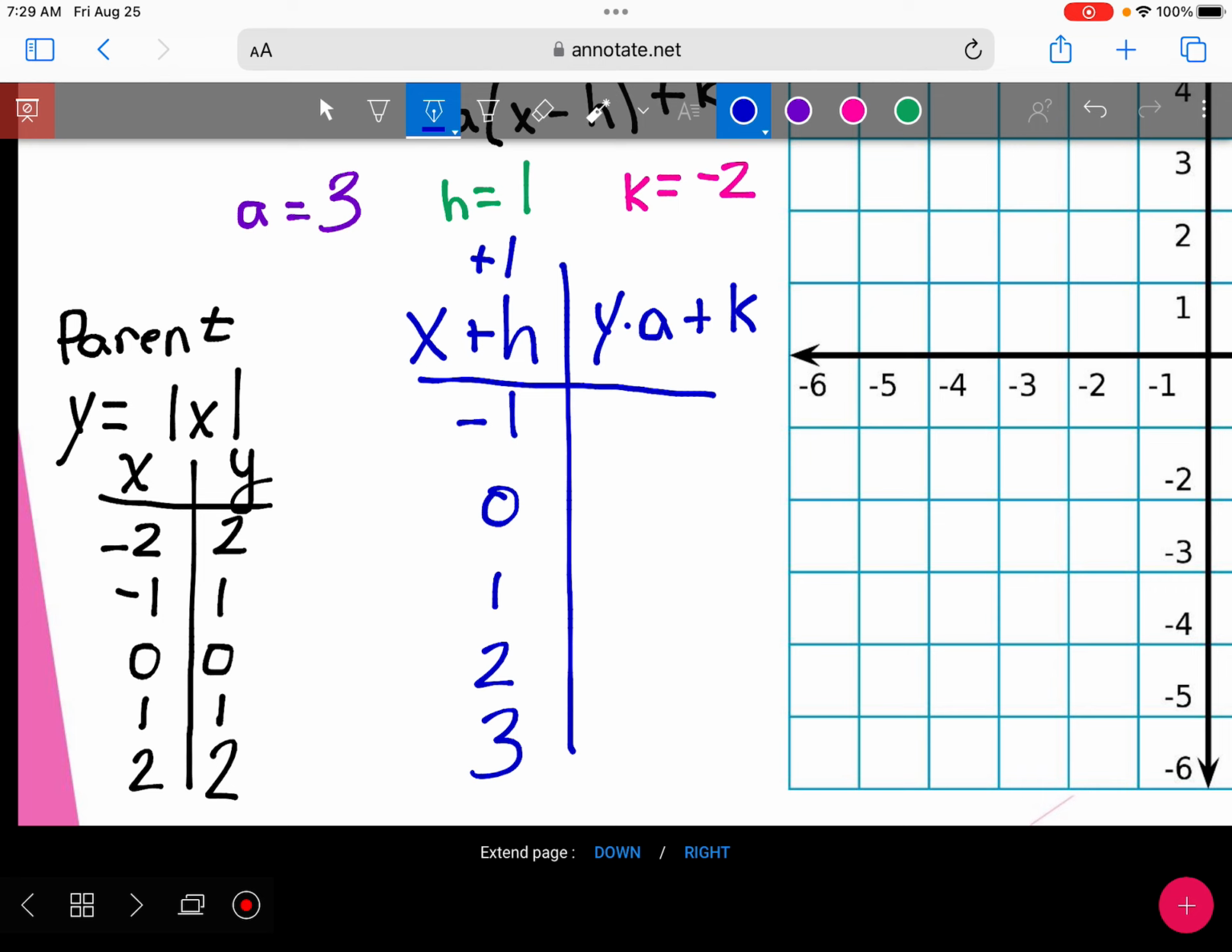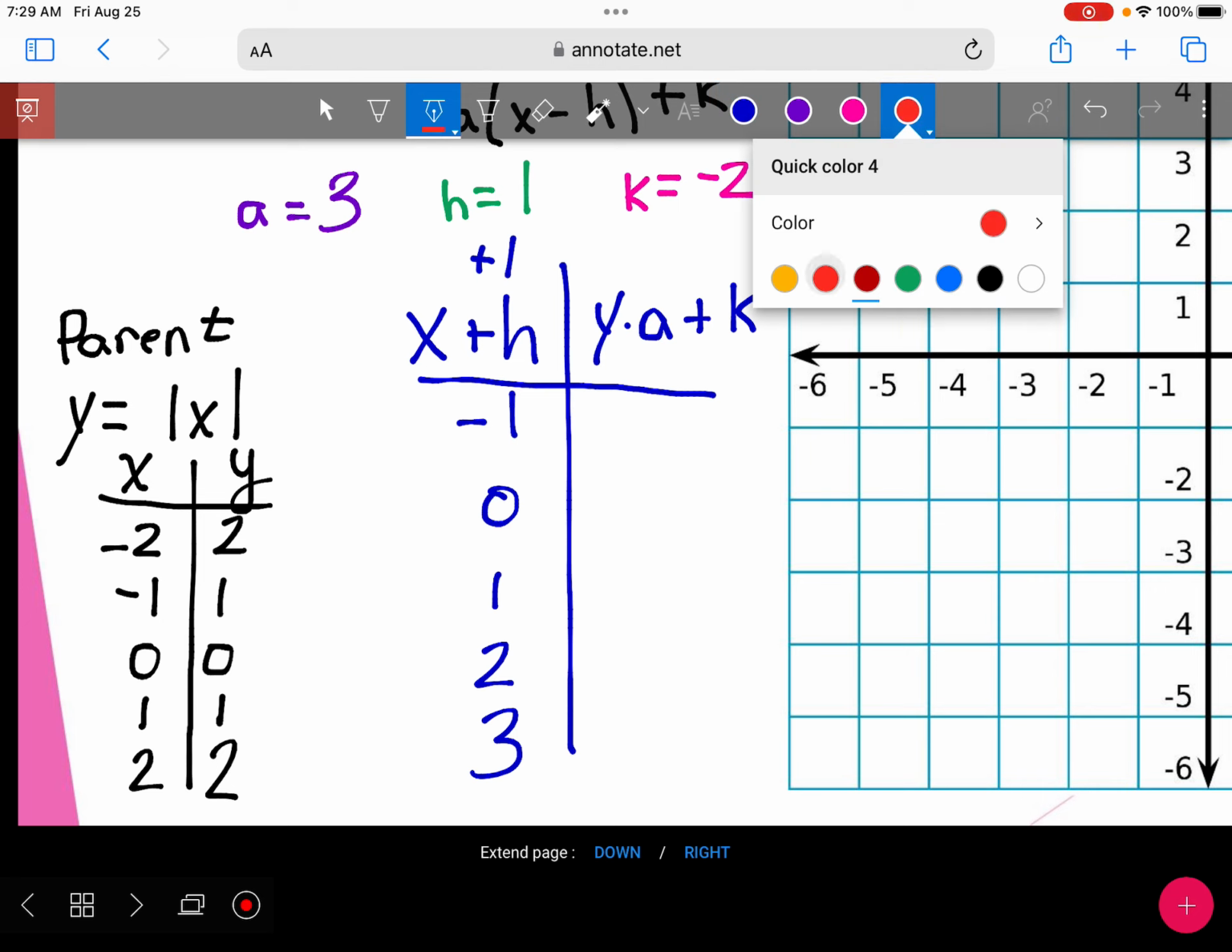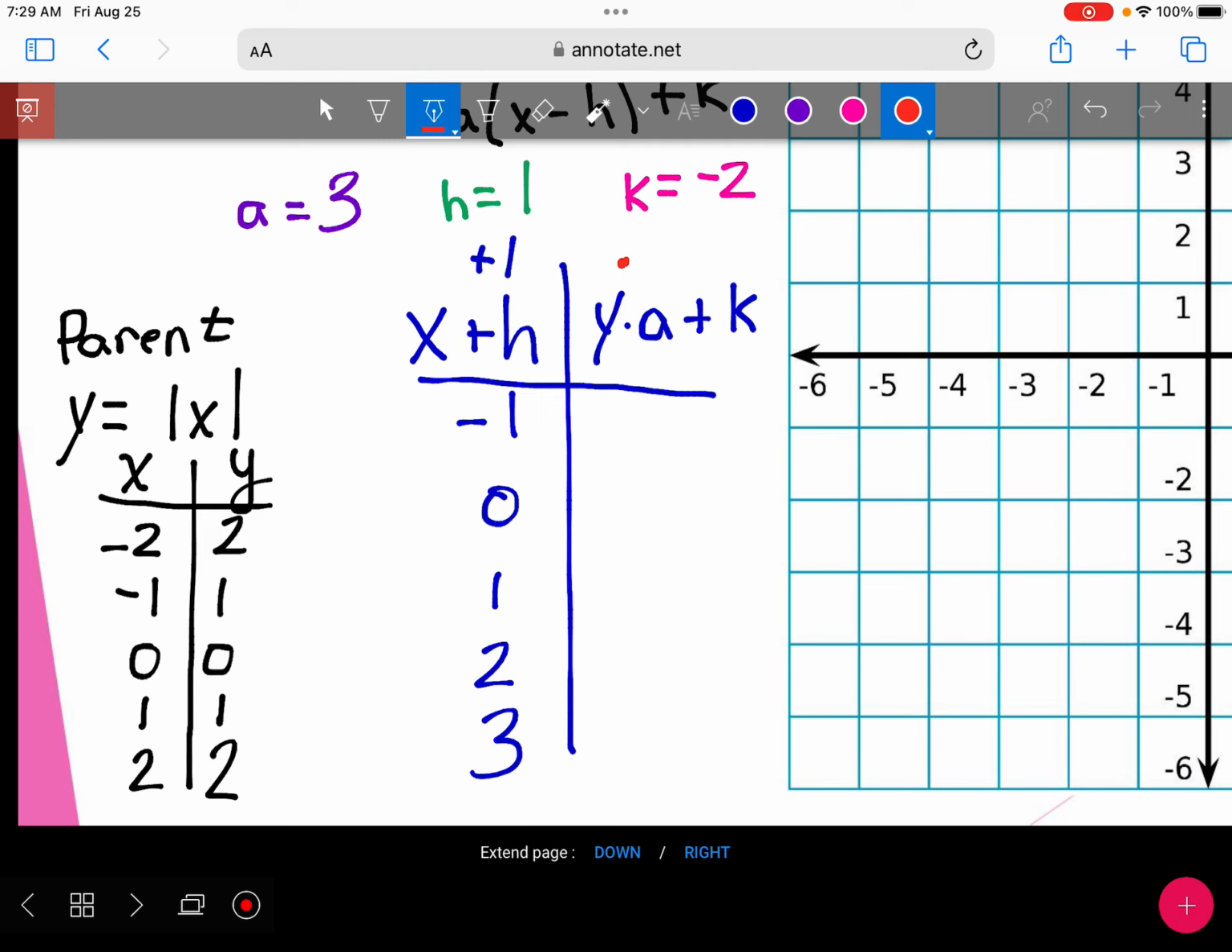For our y values, we're going to go times 3 plus negative 2, or minus 2. So we're going to take each of our y values from our parent function times a, which is 3, plus k, which is negative 2. So times 3 minus 2. So 2, whoa, that's not a laser pointer. 2 times 3 gives me 6, minus 2 gives me 4. Okay?